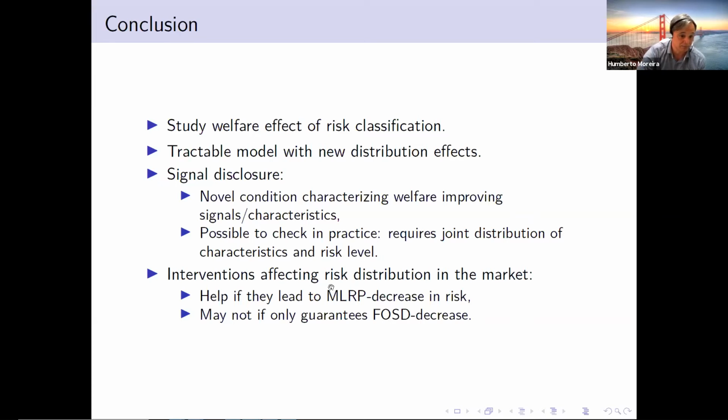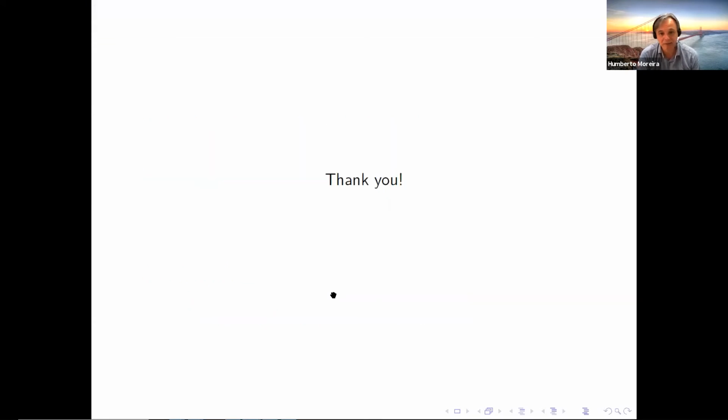And in terms of the risk classification, we show that the MLRP is the right way to do the comparison between different families of risk distribution. That's it. Thank you very much.